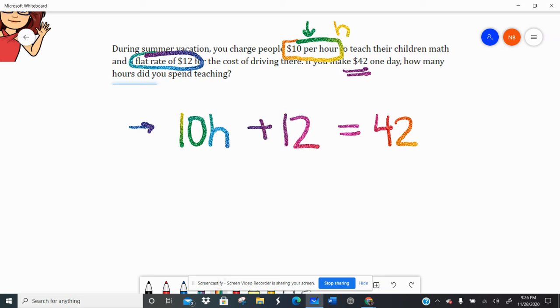So there's my equation, right? 10h, $10 per hour, plus $12 to drive there equals 42. Well, now I just have a two-step equation. So I solve it one thing at a time. First, I move the constant, right? What's the opposite of plus 12? Minus 12. I'm going to subtract 12 from each side, right?